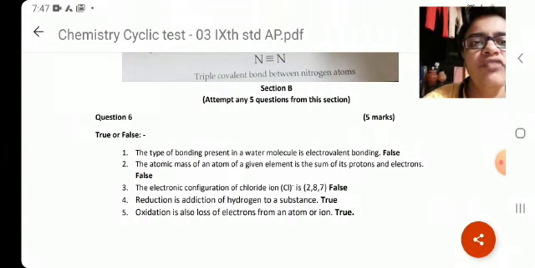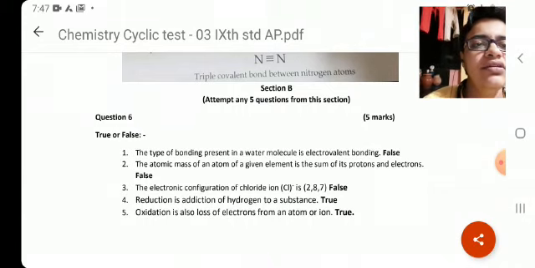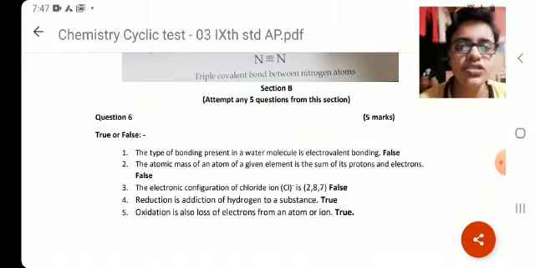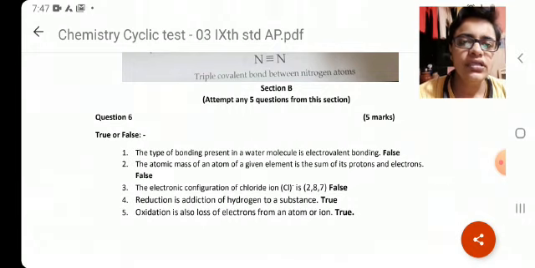The electronic configuration of chloride is 2,8,7. The chloride ion's electronic configuration is 2,8,8, guys. So it is false. Reduction is addition of hydrogen to a substance. True. Oxidation is also loss of electrons from an atom or ion. True.